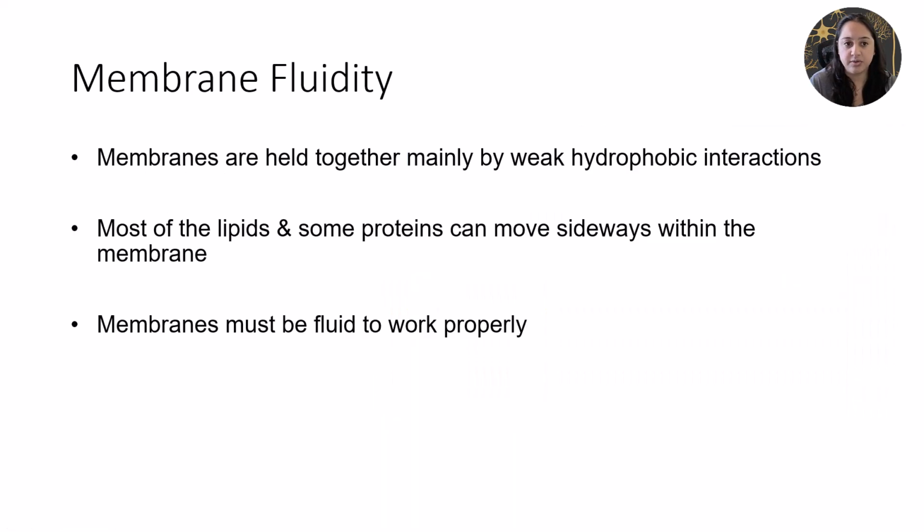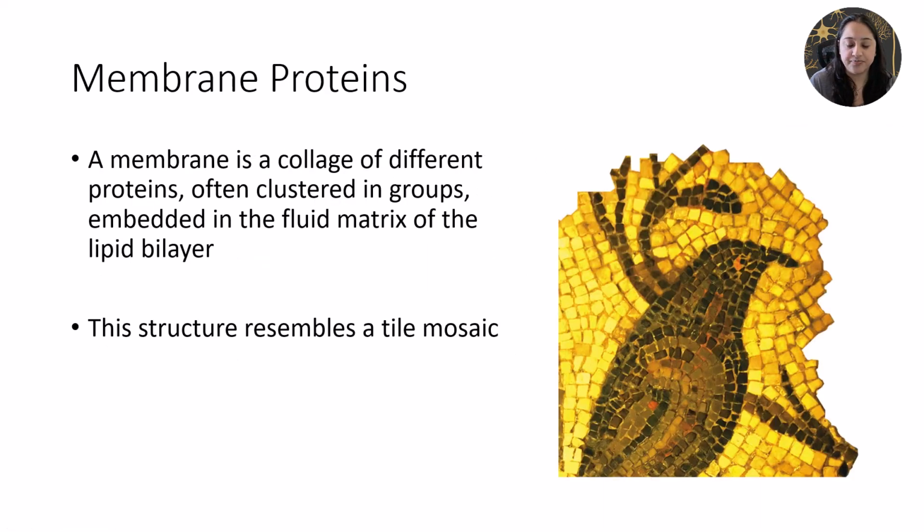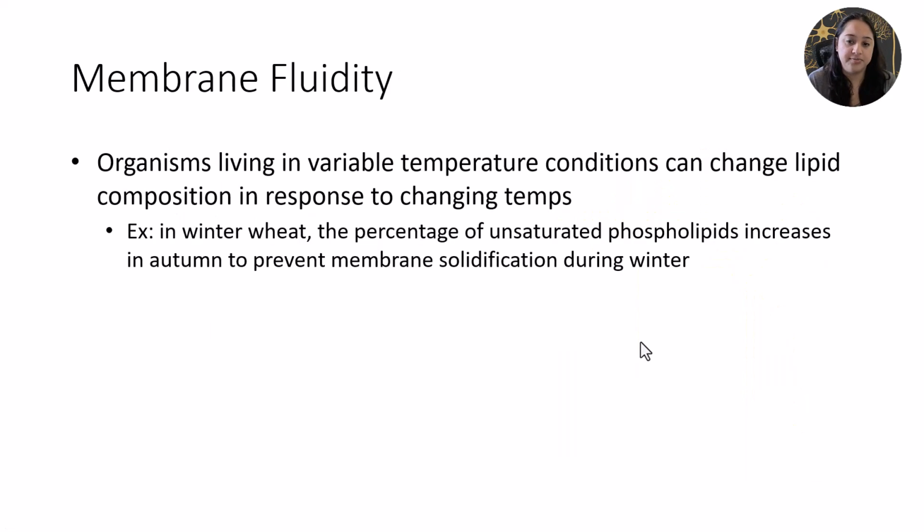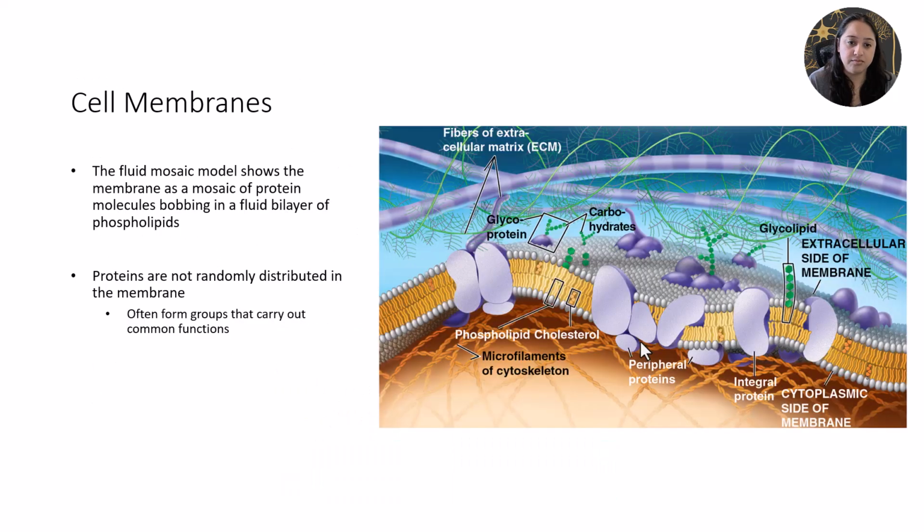Let me show a picture really quick. So this is a mosaic, in case it didn't come to mind immediately. It's a style of art where you put pieces of different kinds together. A membrane is kind of like that. It's a collage of different proteins, and they tend to be clustered in groups, and they are embedded in the lipid bilayer. This is what's called the fluid mosaic model. So you can see how it looks like that.